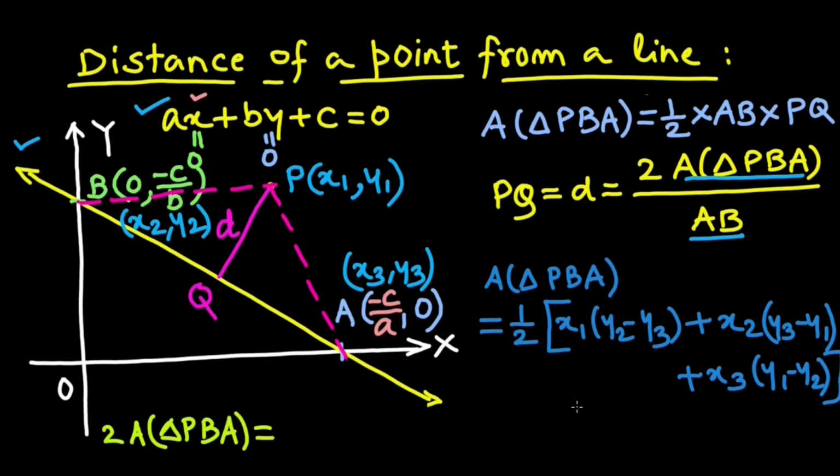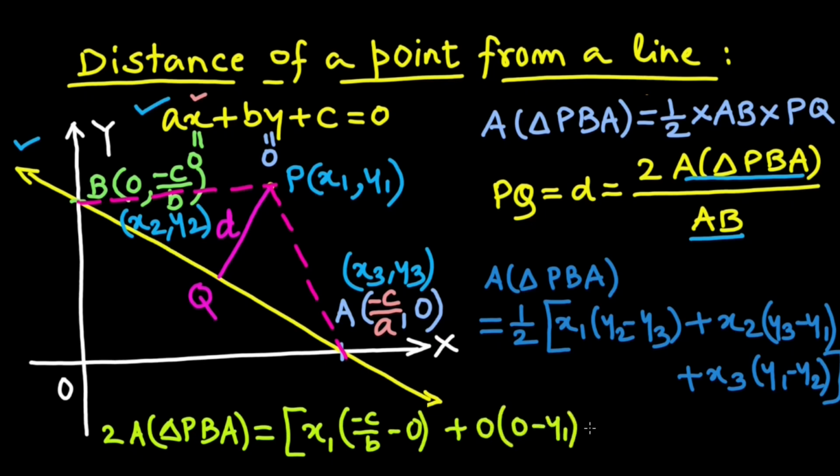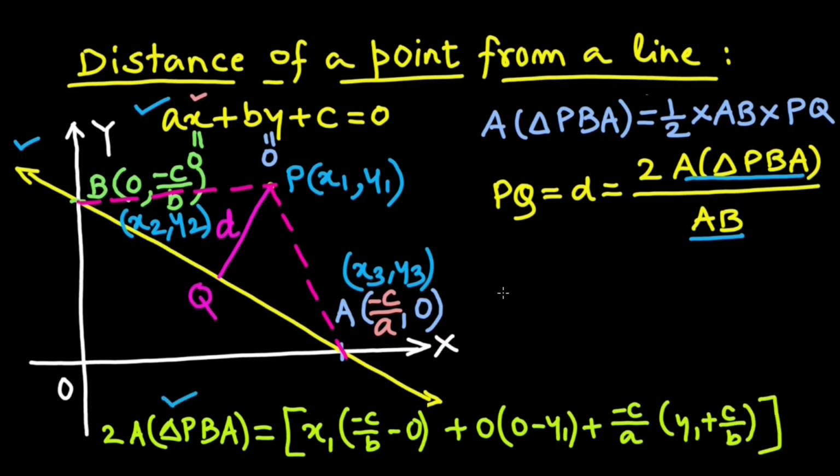Now we will substitute the various values and write 2 times area of triangle PBA equals x1 times minus c upon b minus 0 plus x2 is 0 times y3 is 0 minus y1 plus x3 is minus c upon a times y1 minus y2, y2 is minus c upon b, but it will be plus c upon b. So this 2 times area of triangle PBA will be equal to x1 into minus c upon b, that will be minus c upon b x1.